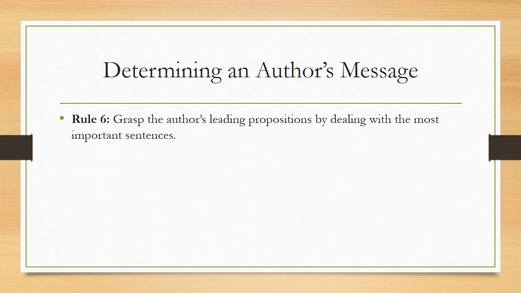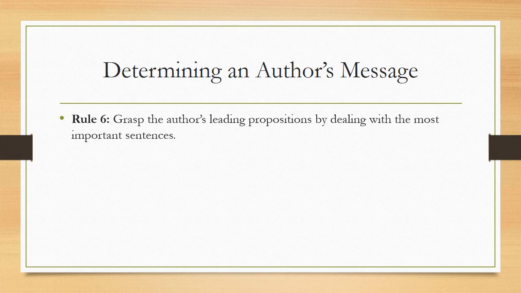So Rule 6 is grasp the author's leading propositions by dealing with the most important sentences. By proposition, he means like little arguments. There'll be a main argument, maybe like global warming is bad. That's really simple, but I'm just trying to illustrate a point. And it's not necessarily a statement I agree with. It's just an example. But global warming is bad because, and you fill in the blank with 3 or 4 reasons. Those reasons would be propositions or kind of sub-arguments that, when you prove those arguments, will in turn support your main argument. So identify the author's leading propositions. What are the subpoints he's using to support his stance?